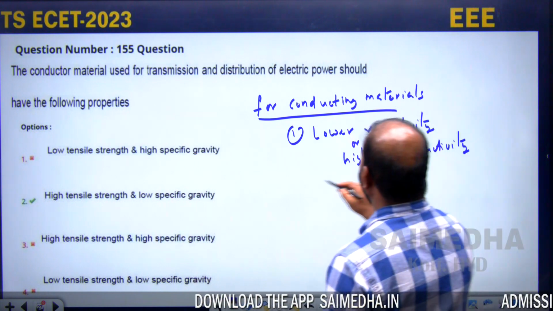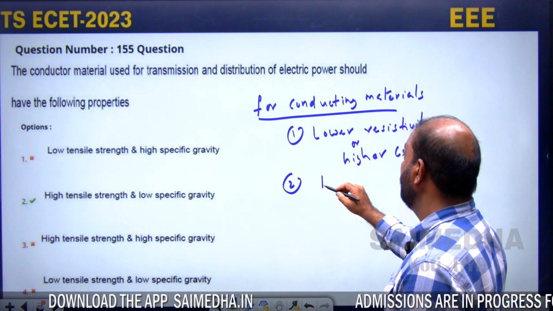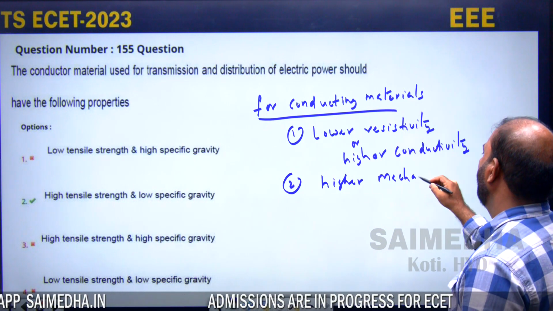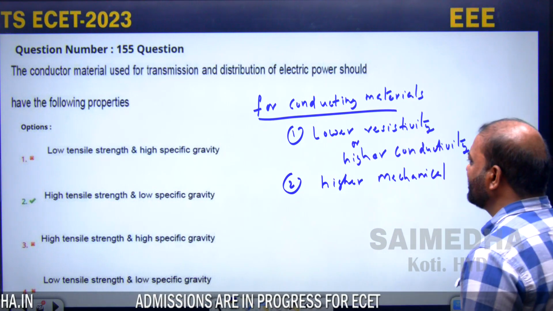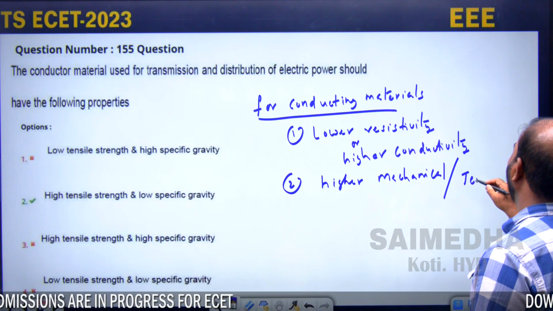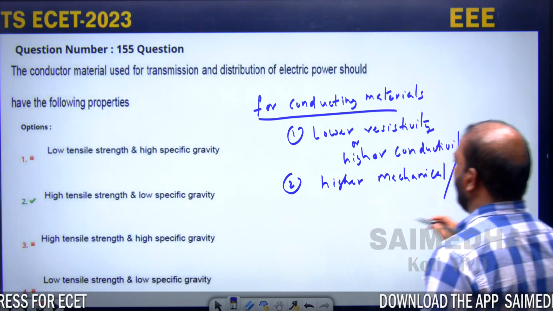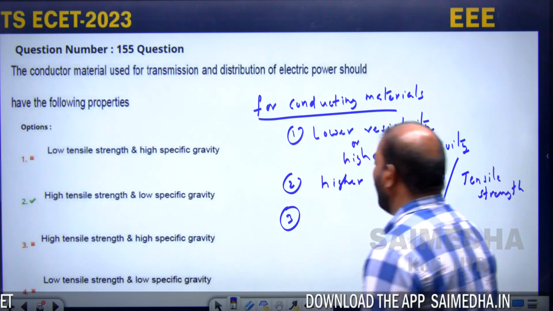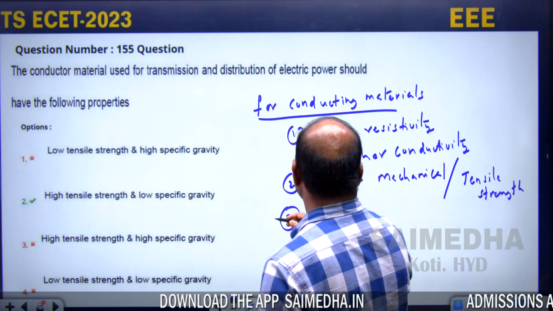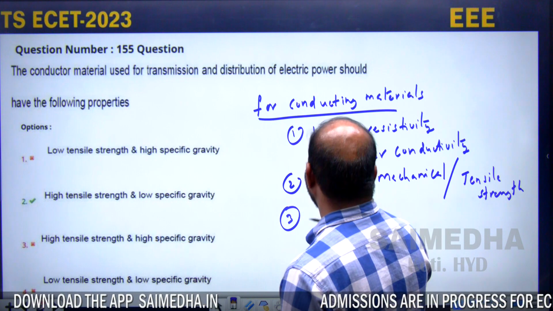And we will expect good mechanical strength. Higher means larger mechanical, so higher mechanical or tensile strength, both are the same, so that it will persist for a long time. And next, high thermal stability is for insulating material, not for a conductor. And low specific gravity.